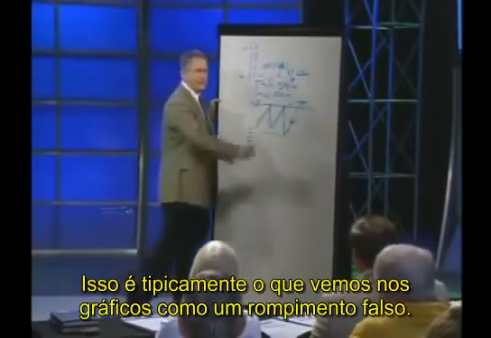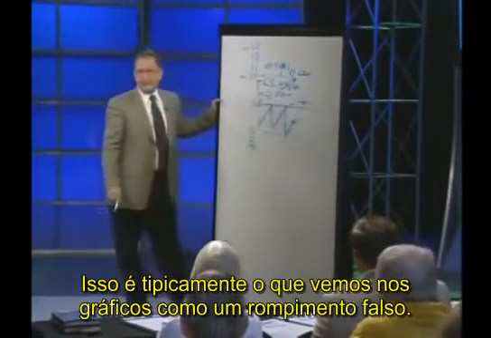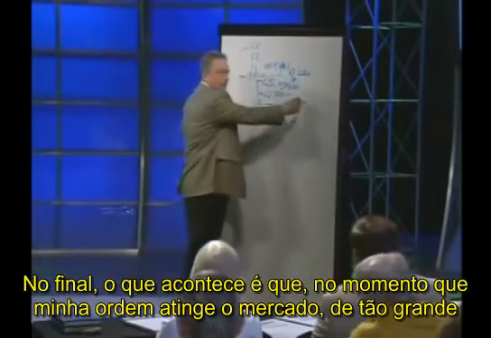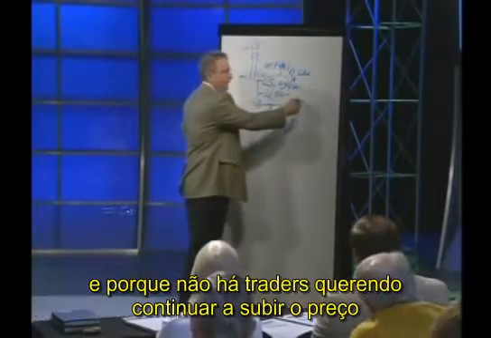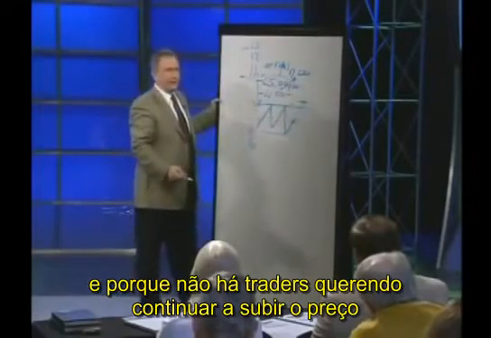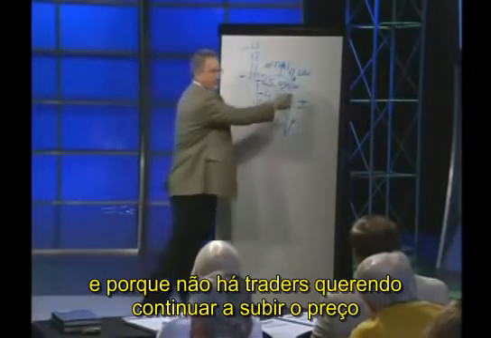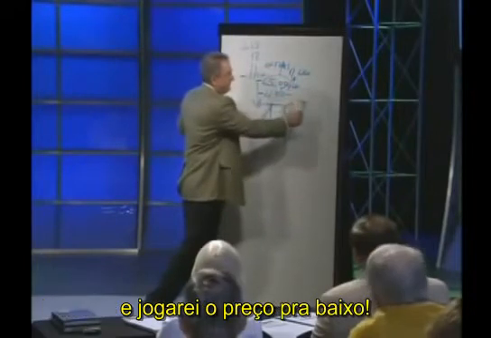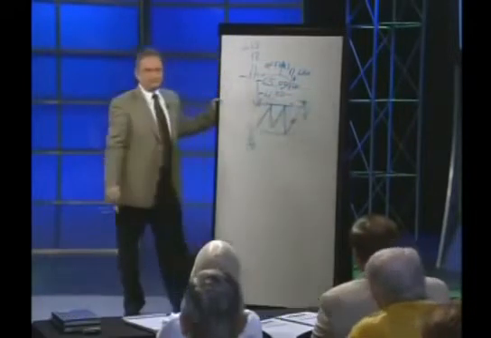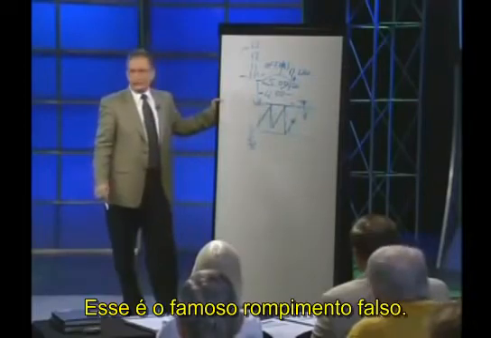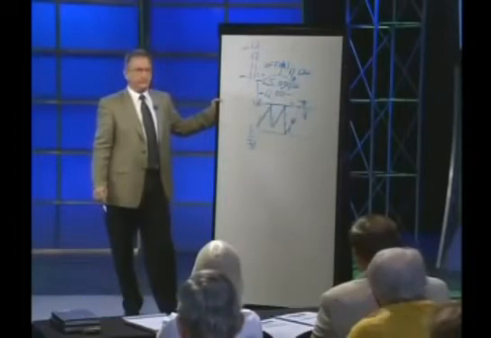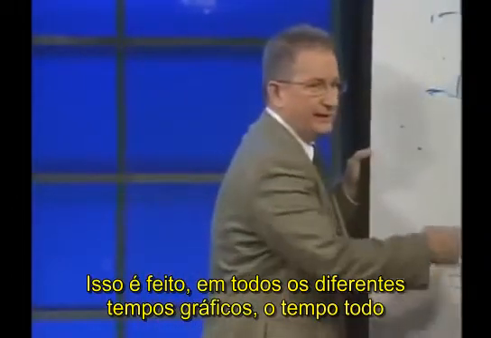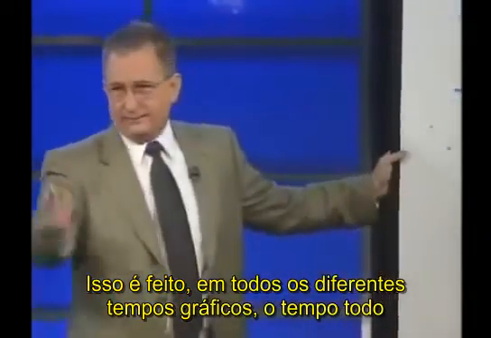This is typically what you see in a chart pattern as a false breakout. What will end up happening is that as soon as my order hits the market, it's so large, and because there really weren't that many other traders willing to continue to bid the market up, it'll take out all the bids and then drive the price right down. That's called a false breakout. It's being done at different time frames all of the time.